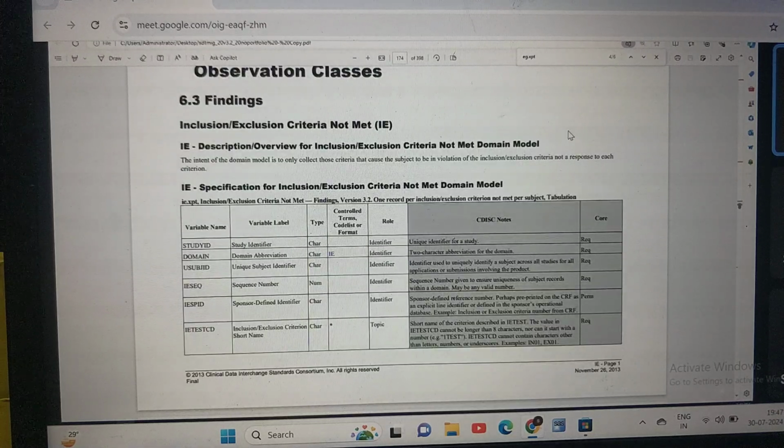Is that clear? Do you have any questions? Clear, sir. Okay, so now we'll discuss the IE domain, inclusion exclusion criteria. Can anyone tell what inclusion exclusion criteria are? We already discussed this. What are the inclusion criteria and exclusion criteria? What is the importance in a clinical trial?